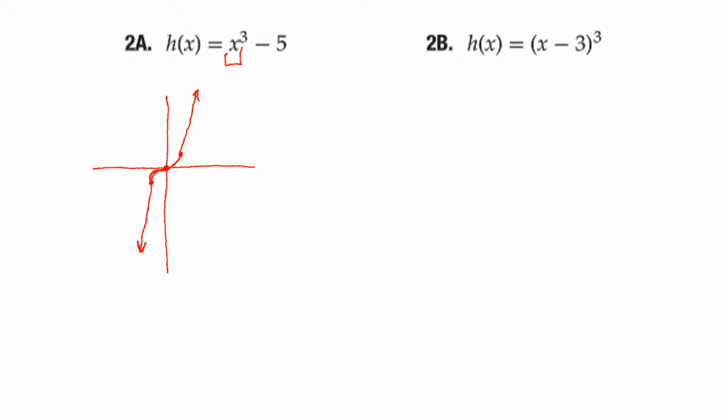Okay, now this translation lets you know that I went down 5 units. So I'm going to come down here and say this is negative 5. And then here is negative 4. And here is negative 6. So this point is going to come down 5 units and go here. This point will come down 5 units and be here. And this point will also come down 5 units and be here. And then my graph stays the same shape.